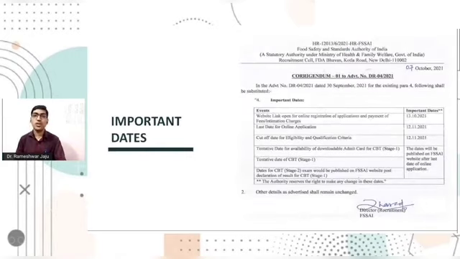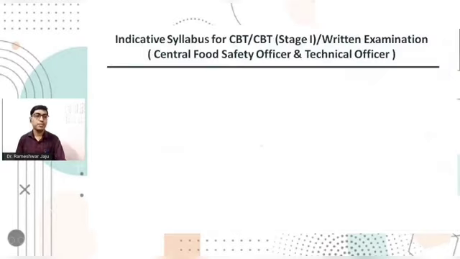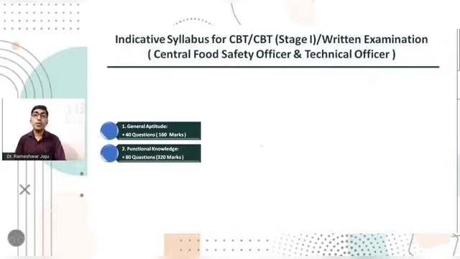Let's talk about some of the important dates. As all of you know, the starting date for the FSSAI recruitment is the 13th of October, and you have to fill the form by the 12th of November. Here we talk about the syllabus pattern. As we know, there are two important heads: one is general aptitude and the second is functional knowledge. That is one of the important changes we saw in this recruitment, as there are 40 questions for general aptitude, followed by 80 questions for functional knowledge. So this is one of the important changes here.